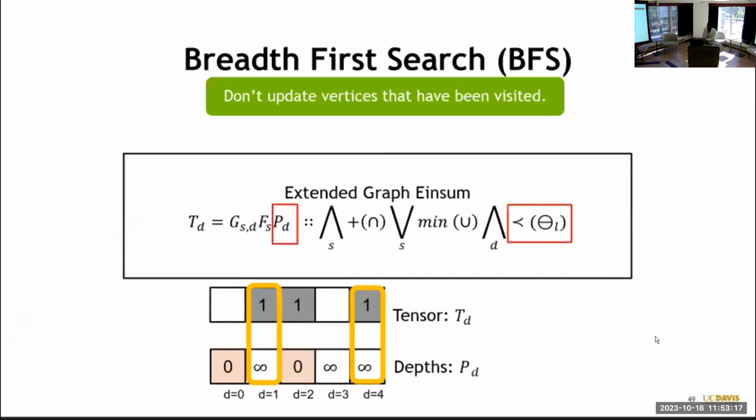And then there's one last step in breadth first search where we need to filter the new frontier based on what has been visited, and we can do that with a take left merge operator.